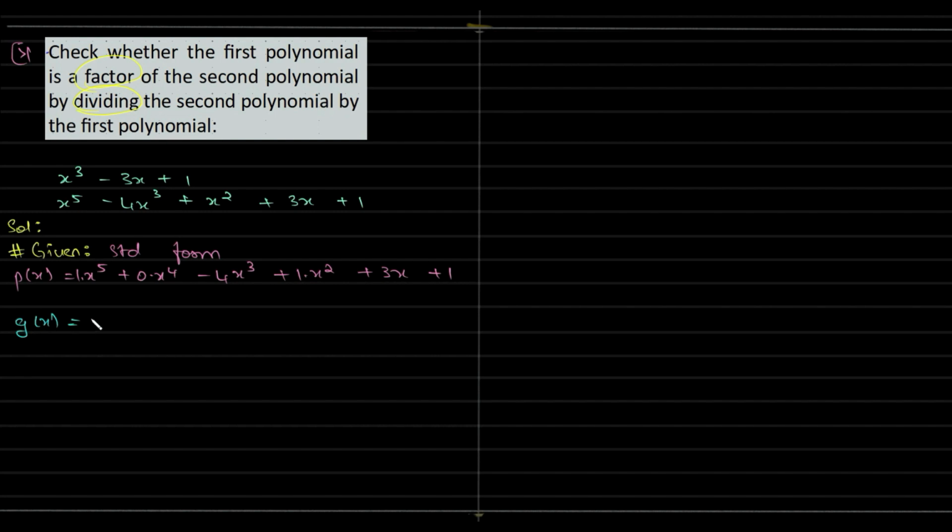Then we have g of x, where the highest power is cube, the square term is not there, then we have the linear term and the constant. Next we need our rough space, and at last we need to do our division. Now let's divide. Since this is pretty long, I'll start my division from here.